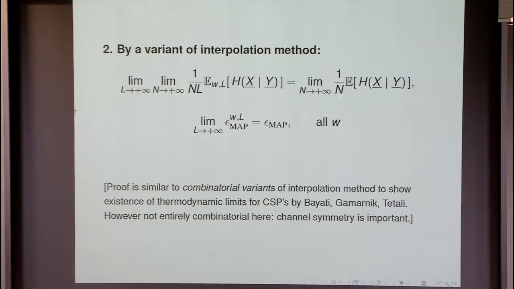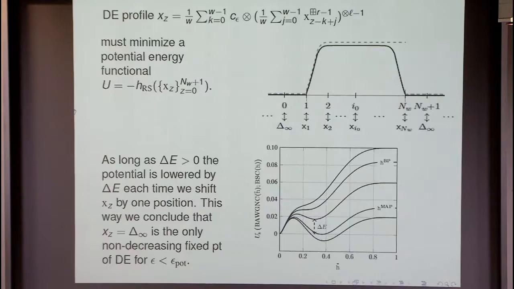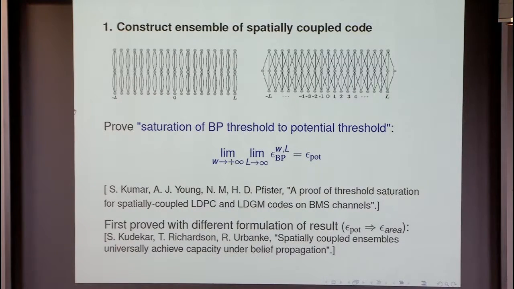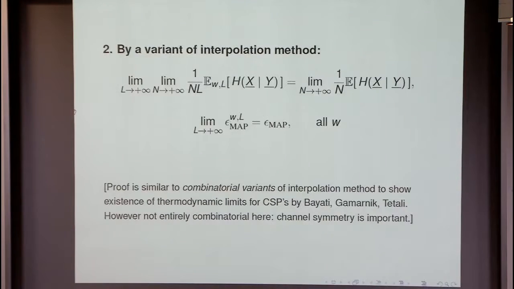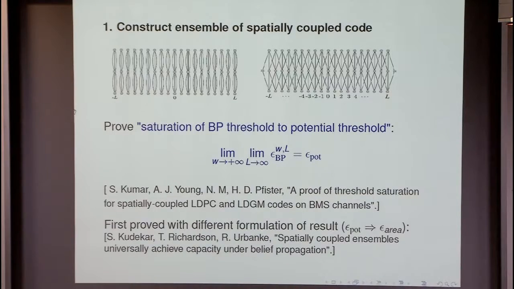The second element now is to show that for this spatially coupled system, the information theoretic threshold, the map threshold, does not change. Okay. So this we do by a variant of the interpolation method. So we interpolate somehow, I'll summarize this very quickly. We interpolate between this coupled system and a completely disconnected system that's here on one side.